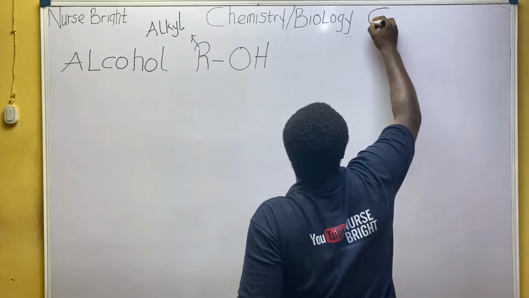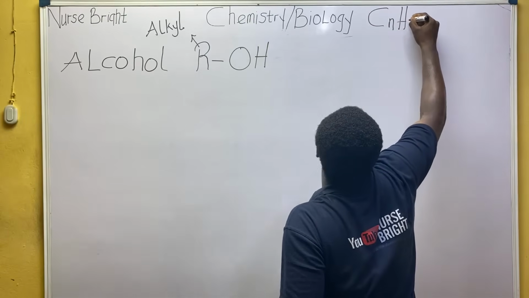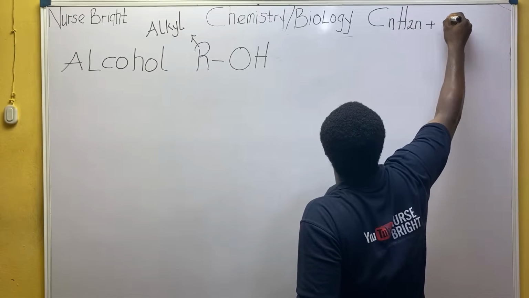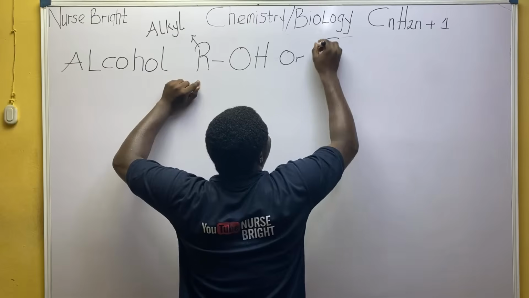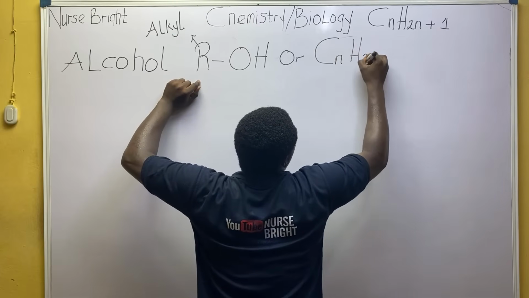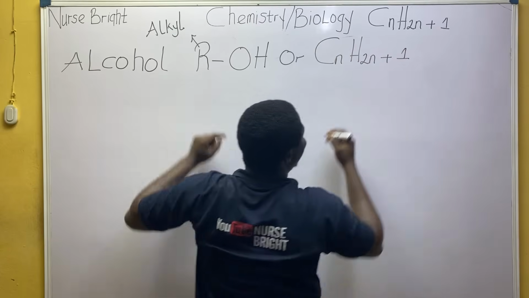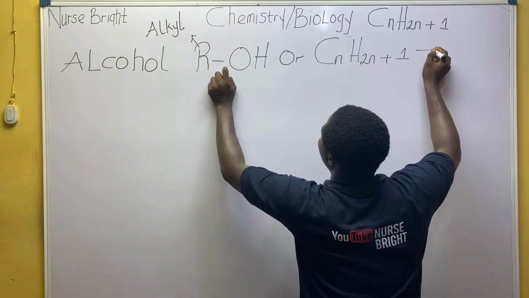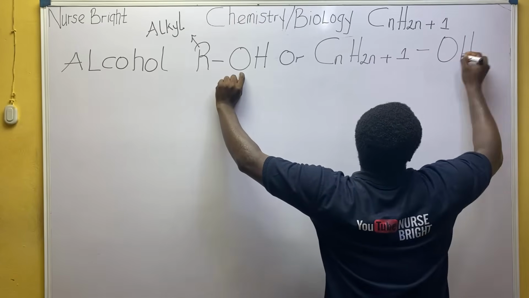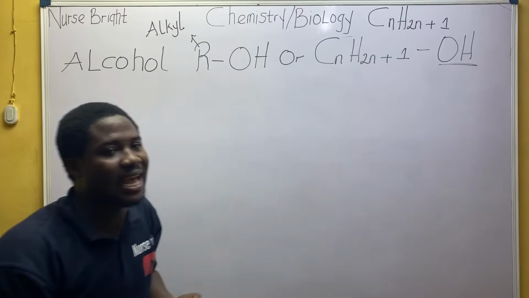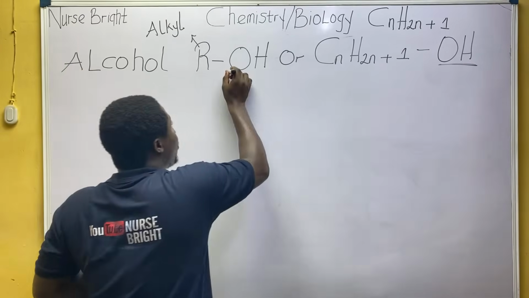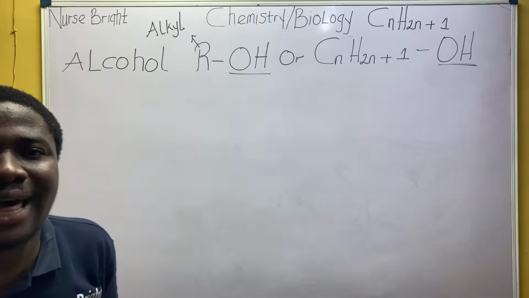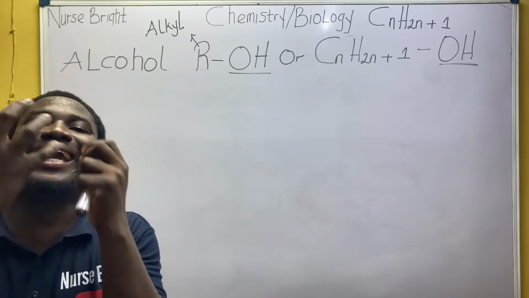An alkyl group in chemistry is symbolized as CnH2n+1. So I can literally write this: where I see R, I pull that, so it's going to be CnH2n+1, and then bonding with my OH. What is the functional group in the alcohol family? It is this OH. That's the functional group.